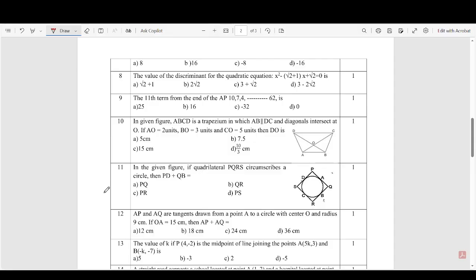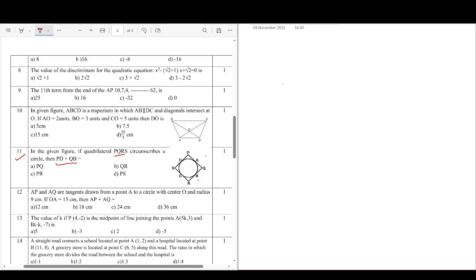In question number 11 it is written that in the given figure, if quadrilateral PQRS circumscribes a circle, then PD plus QB is equals to what? So for this we have the property that if we have a circle, from an external point P we can draw two tangents to the circle, right? And we know that the length of both the tangents are same or equal.